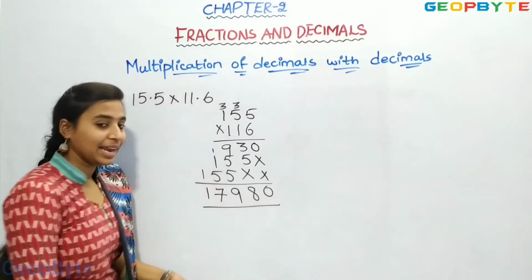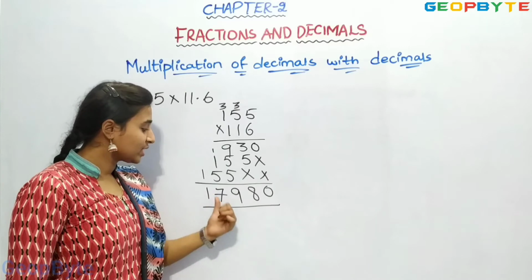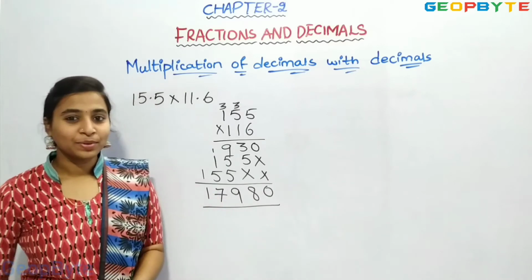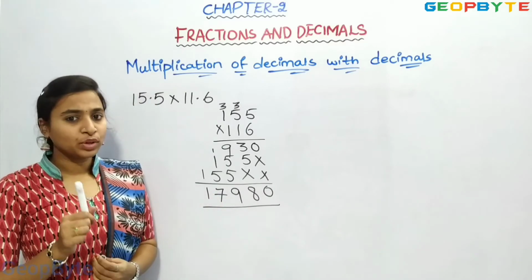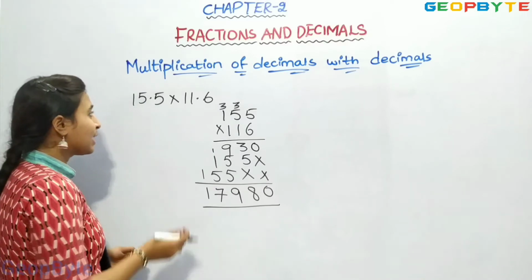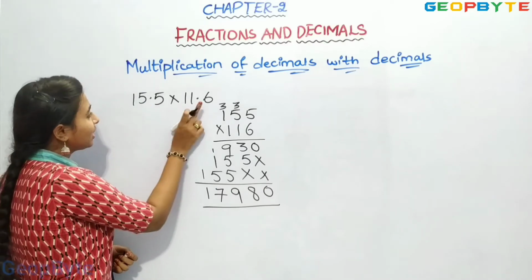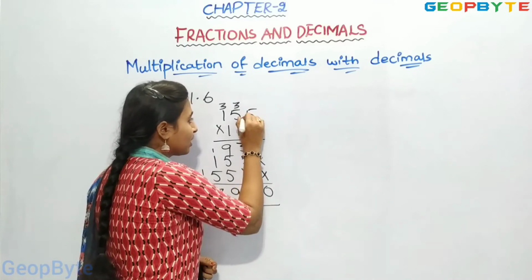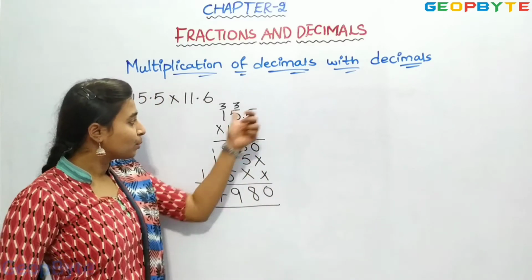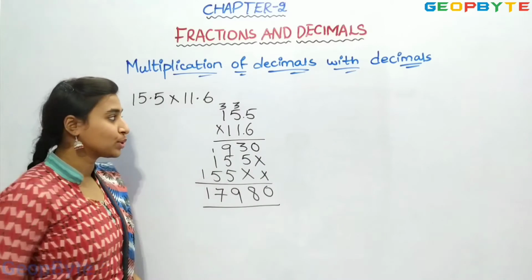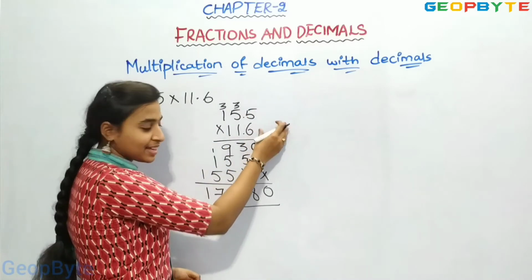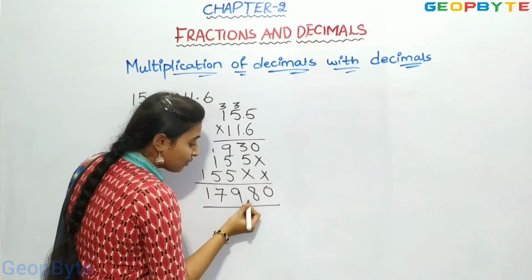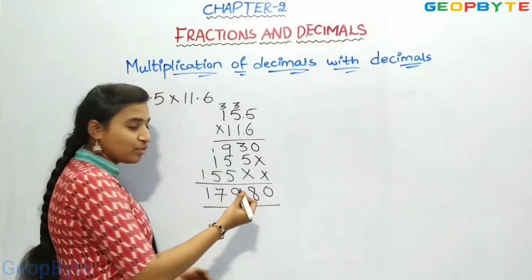5 plus 1, 6. 6 plus 1, 7. 1. Right? We got 17980. Now, where do we have to put the point? See, we have a point here and here. When we multiply, you assume that the point is coming here. So, we have two digits. Similarly, we will get the point before two digits.